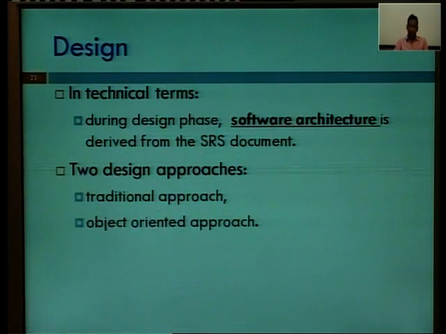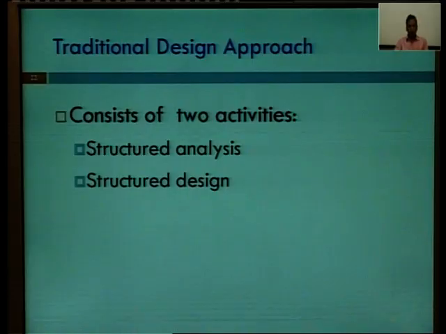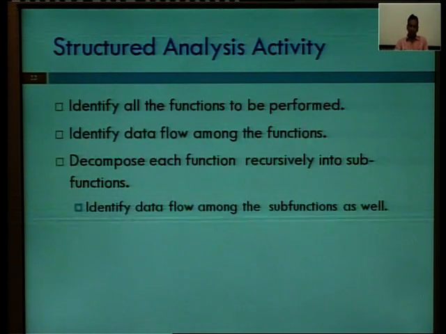There are basically two design approaches. The first one is the traditional approach, or functional oriented approach, and the second one is the object oriented approach. We are starting with the first one, that is the traditional design approach. The traditional design approach consists of basically two different activities. The first one is structural analysis, and the second activity is structural design.